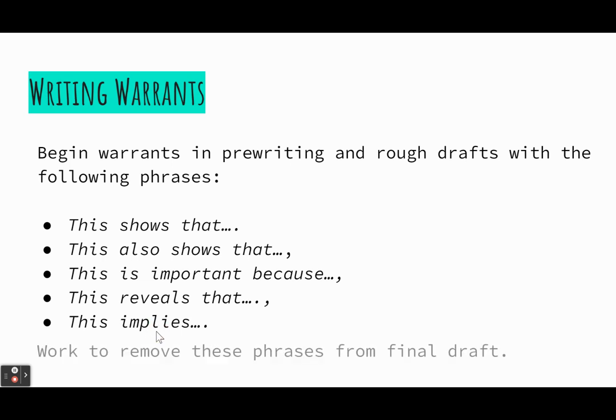When you're writing, though, get rid of those phrases. As much as possible, work to get rid of those phrases in your final draft.